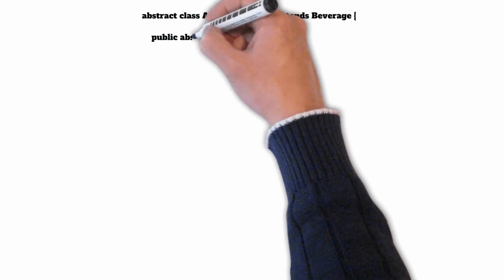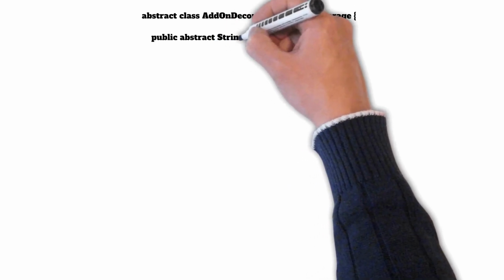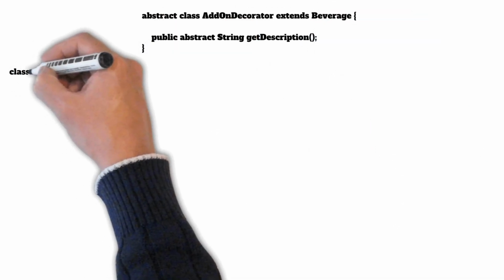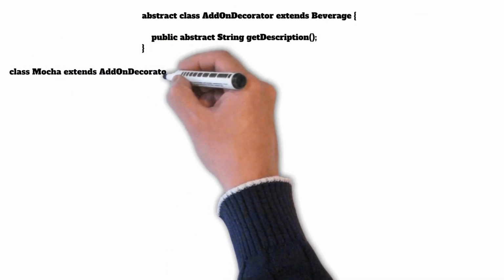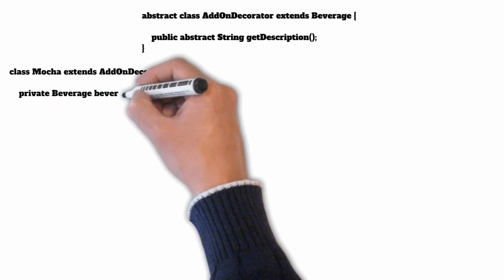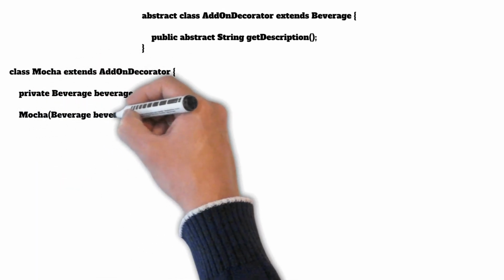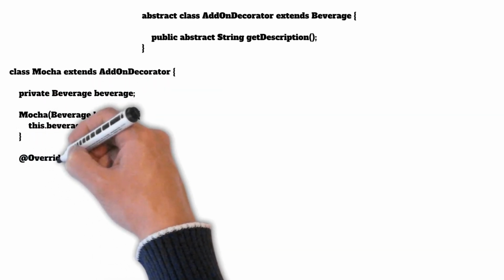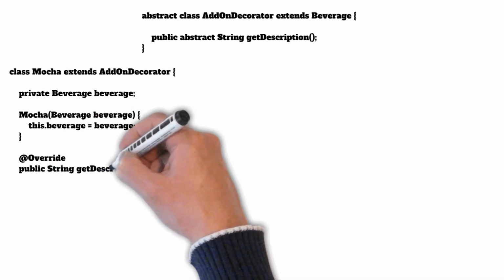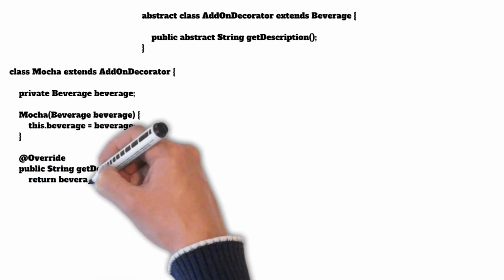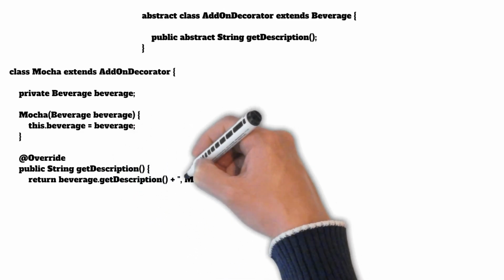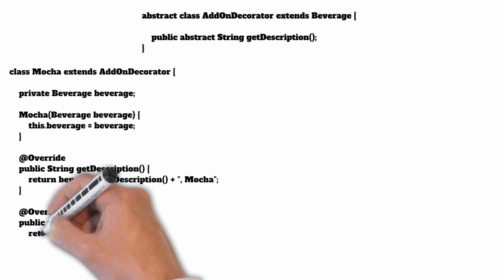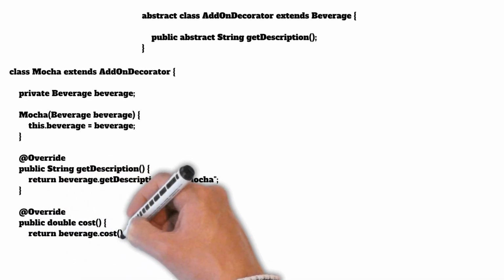So our abstract class add-on decorator, apart from the abstract cost method, also introduces a new get description abstract method. Now all the add-ons, for example mocha, extend the add-on decorator. So it will override the get description method, and apart from the description of the coffee, it will add to the description that it has mocha as well. So if you add double mocha, it will add the description twice to it that it has two mochas as well. And similarly, with the cost of the coffee, it will add the cost of its add-on to the coffee.